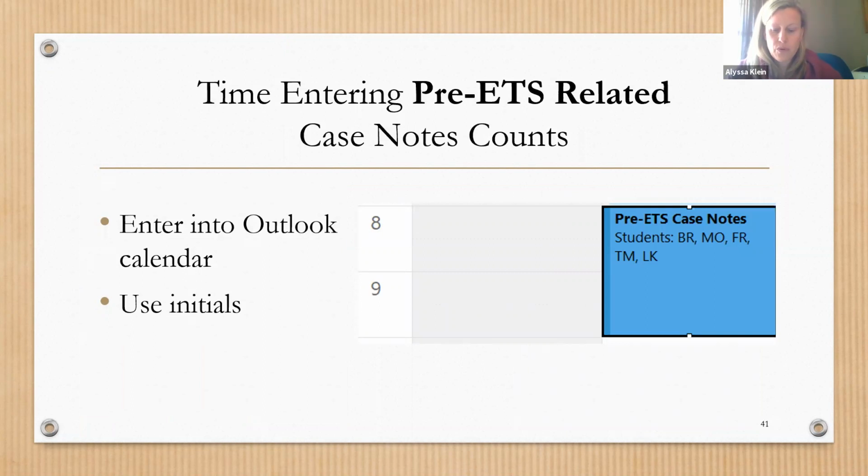Here's an example when you are at your desk catching up on casework. So you may spend a portion of your time entering case notes for students you provided pre-ETS required services to, which does count toward pre-ETS required services, or Pre-ETS, on your time entry. So again, you would just list the initials of the students you case noted on.